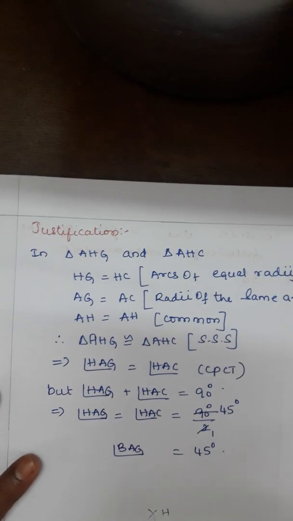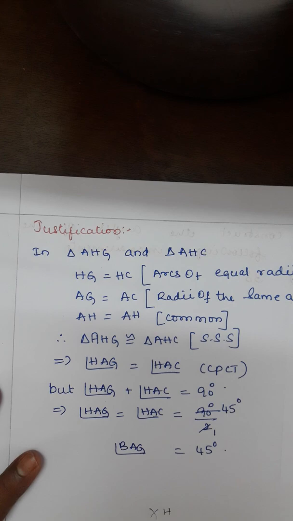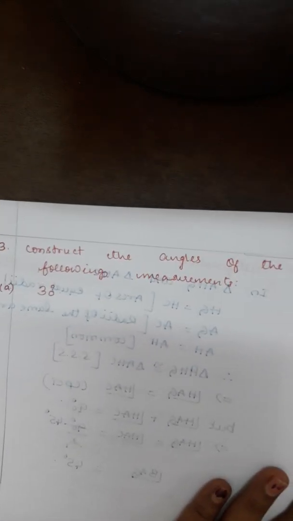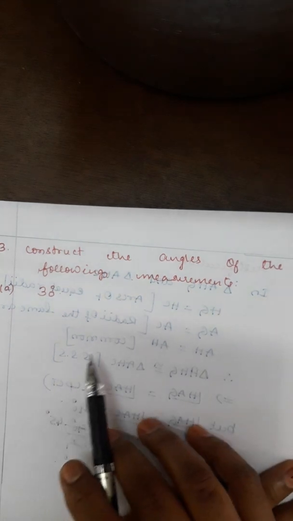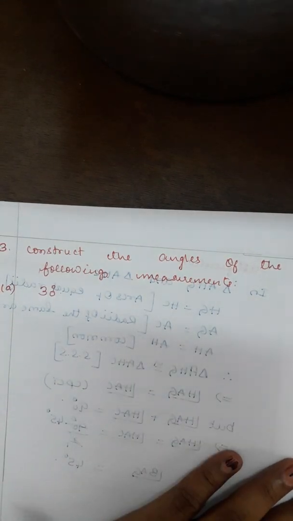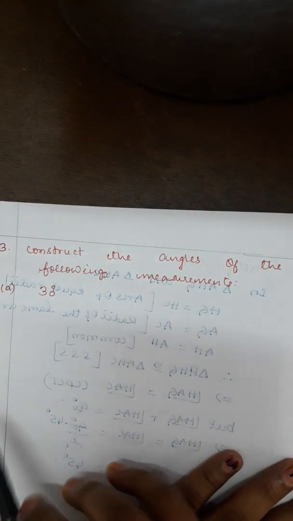Follow the same steps as you did for 90 degrees, and then half of 90 degrees gives you an angle of 45 degrees. Done? Now let me go for constructing the next angle. For that we move on to the third part, that is, construct the angle of the following measurement. The question is 30 degrees.